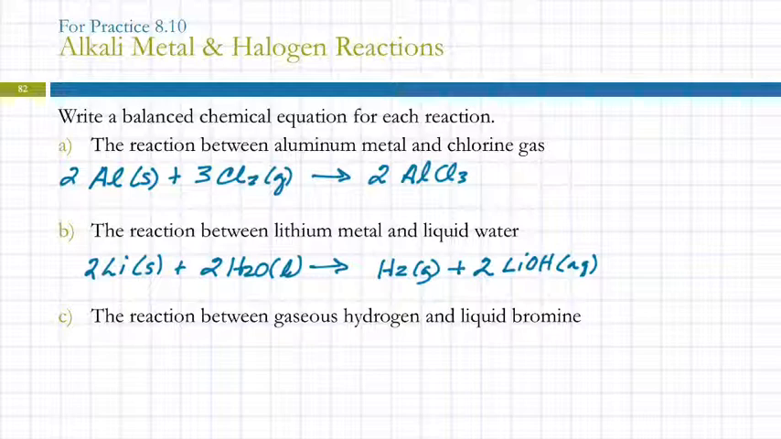How about the reaction between gaseous hydrogen and liquid bromine? This one's doable. What's the formula for hydrogen? H2. This is where we need to know our diatomic elements. We're told that it's a gas. What's the formula for bromine? Br2. And it says it's a liquid.